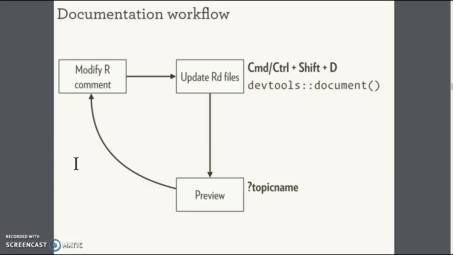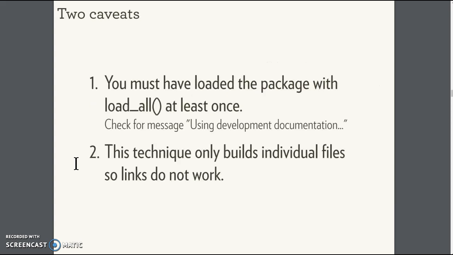The workflow is quite straightforward. You simply modify an R file and press Command or Control Shift D, and that will run the function devtools document. And once you do that, you can simply type question mark, topic name on the console, and that will pop up the help file.